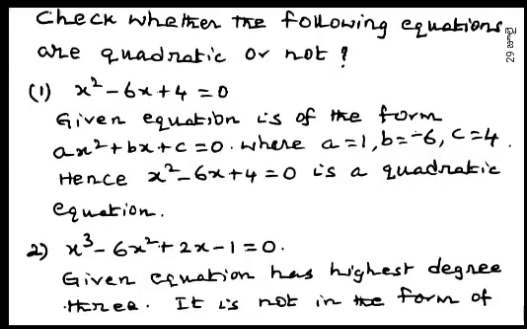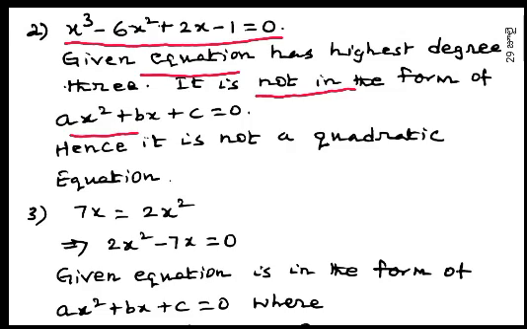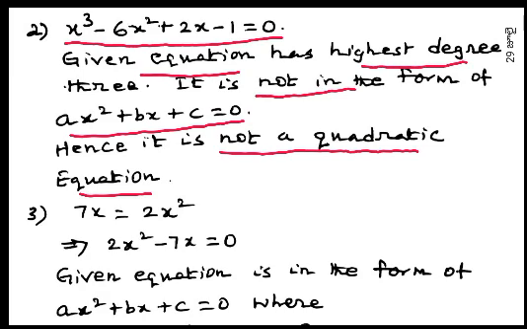Now we solve the next problem. X cube minus 6x square plus 2x minus 1 equal to 0. The given equation is not in the form of ax square plus bx plus c equal to 0. Hence, it is not a quadratic equation. The highest degree of the equation is 3 and it is a cubic equation. It is not a quadratic equation, but it is a cubic equation.